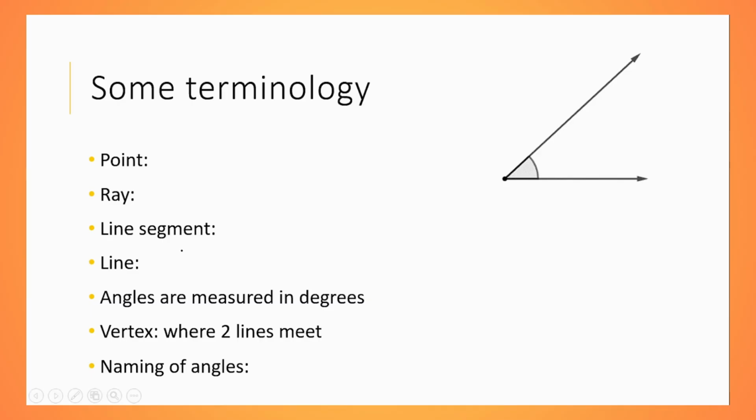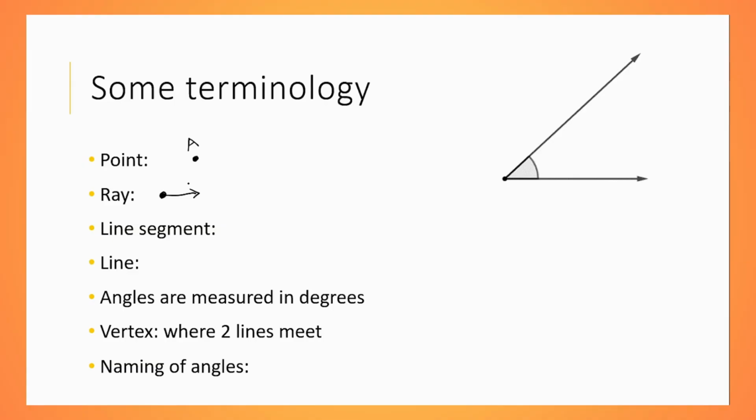But before we can start, we need to go over some of the terminology so that we know what the words mean and how we write certain things. To start off, a point. A point is a dot, right? Usually when we're talking about points or vertices, we'll get to that in a moment, we use capital letters, for example capital letter A. Points are capital letters.